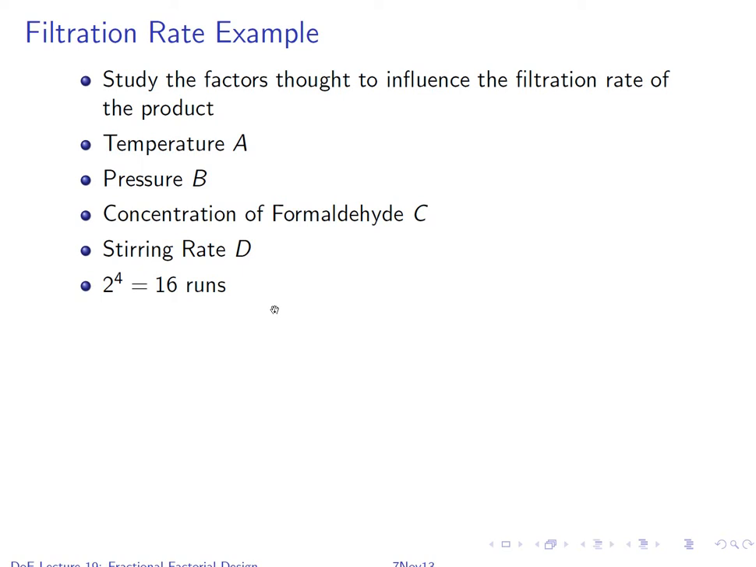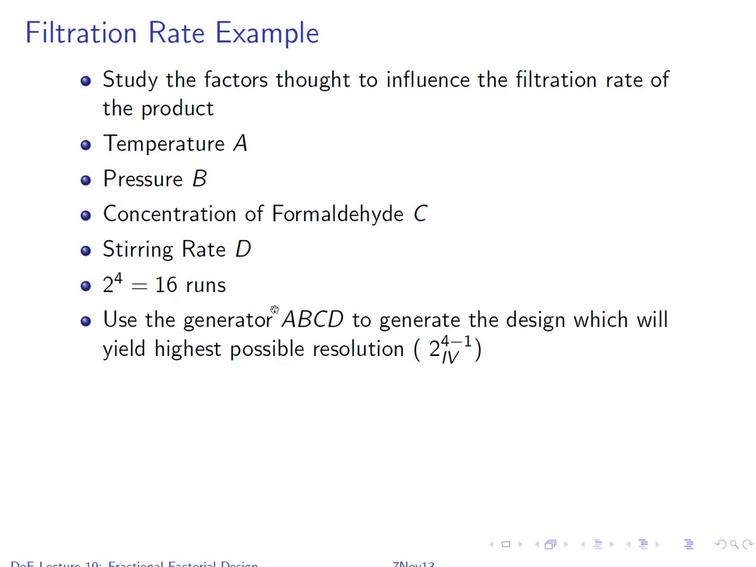So there are 4 factors. If each of these was at 2 levels, you have 2 to the 4th, or 16 runs in the full factorial design. Now, again, let's assume that that's a lot. The generator is, of course, the product of the 4 factors, all at the high level. So that's A, B, C, D, and our goal is to use that generator to find the design matrix, which will yield the highest possible resolution, which in this case is resolution 4. So it's 1/2 fraction of a 2 to the 4th 16-run design resolution 4.